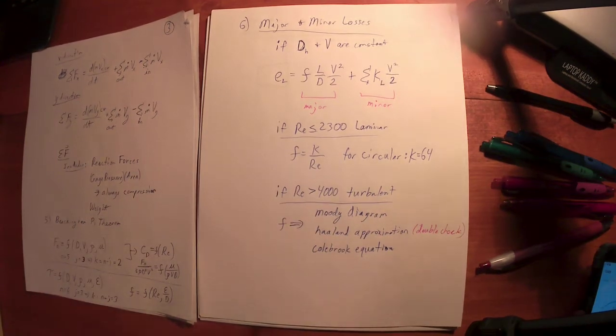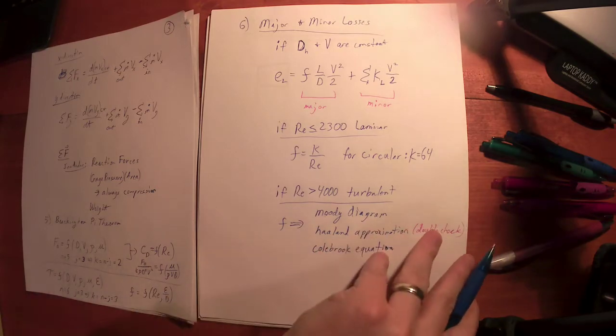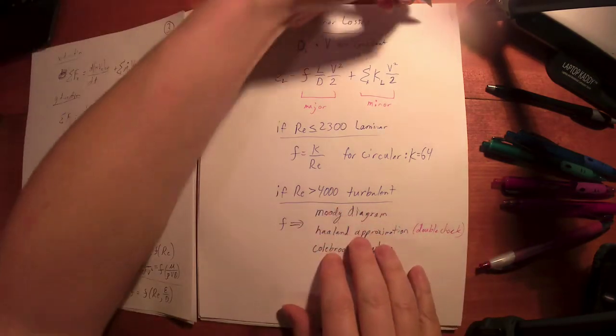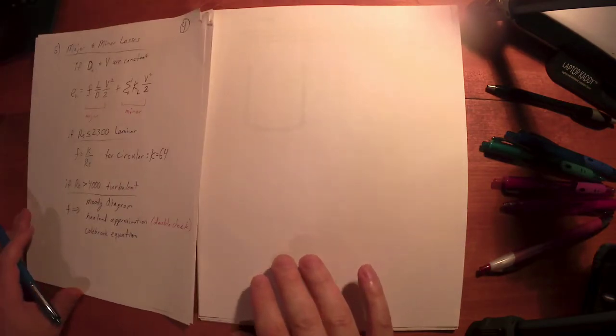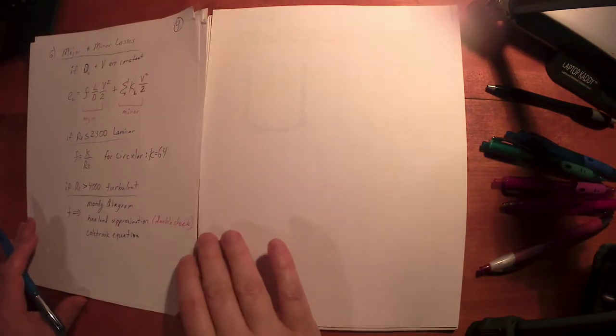I think we can pretty well finish up on this video here. Okay, so let's see how we do. This is page number 4, it appears. Okay, so page number 4. So I think that's okay for major and minor losses, right?